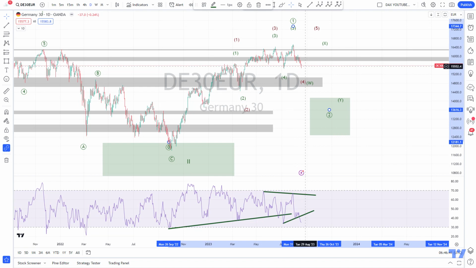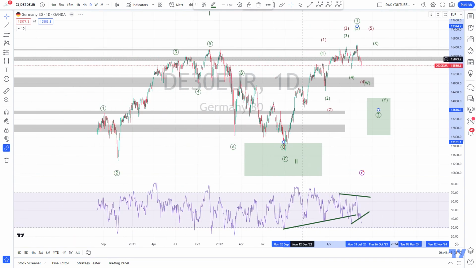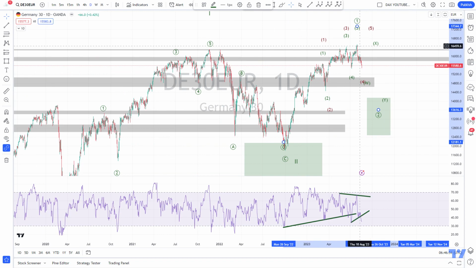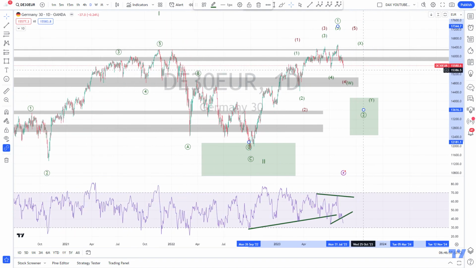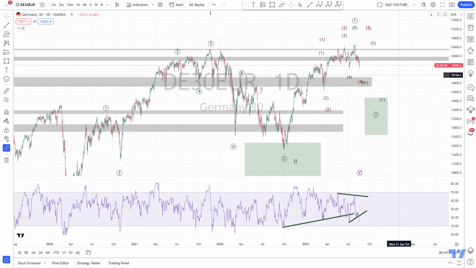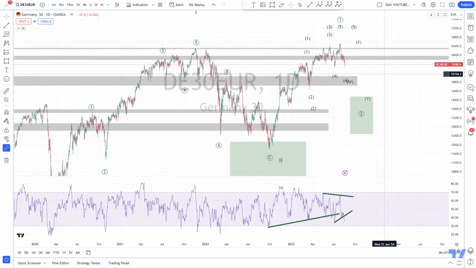I believe, like I told you, there is an interesting area to buy here. Of course, if we get way more downside, like if the area that I showed you before is not holding, then we might be in even a very bearish scenario.